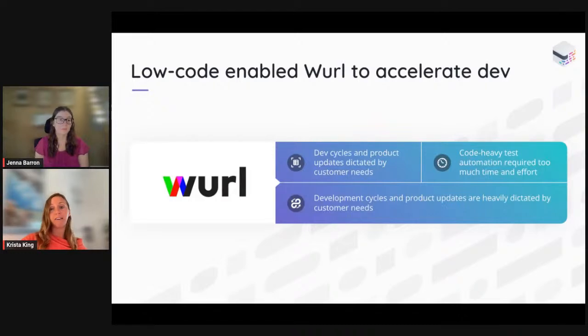Before mabl, they relied heavily on scripted test automation frameworks that required too much time and effort for test creation and maintenance. Their regression testing was primarily manual and required several days of effort, which slowed down their release cycles and meant customers had to wait longer for both new features and bug fixes. Low-code test automation enabled the Whirl QA team to learn new test automation skills and reduce regression testing time to less than a day.